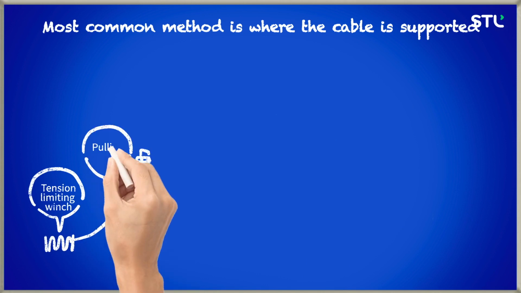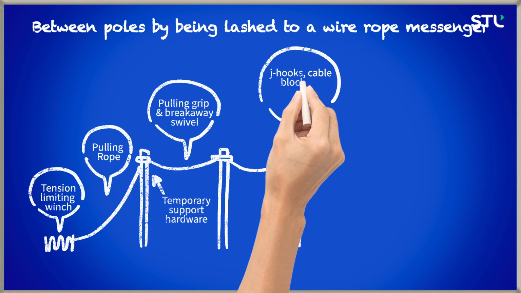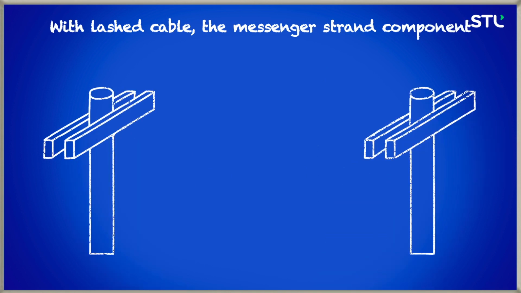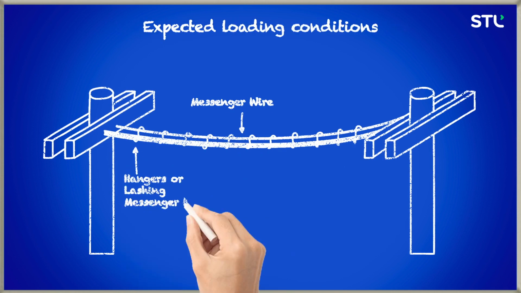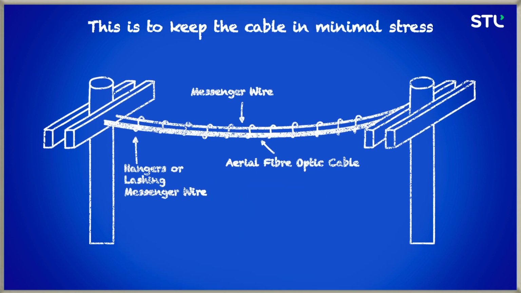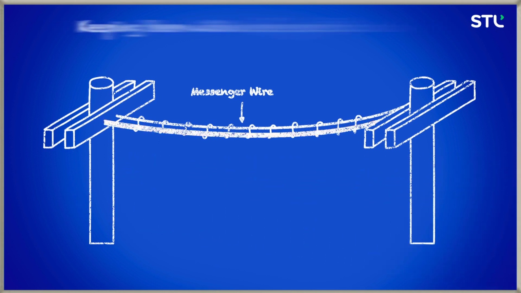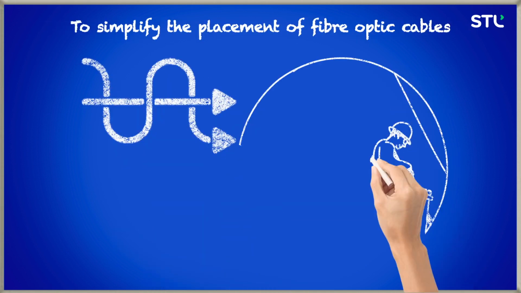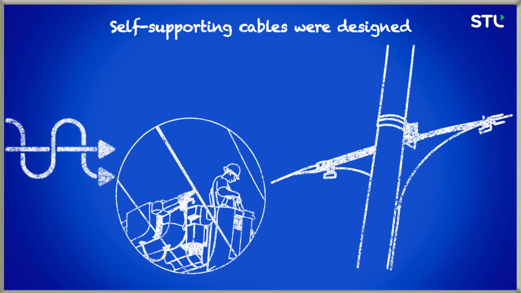The most common method is where the cable is supported between poles by being lashed to a wire rope messenger strand with a small gauge wire. With lashed cable, the messenger strand component must be properly tensioned to resist the expected loading conditions. This is to keep the cable in minimal stress while maintaining sag in the messenger and cable and keeping them within safe specification limits. To simplify the placement of fiber optic cables on aerial plants, self-supporting cables were designed.